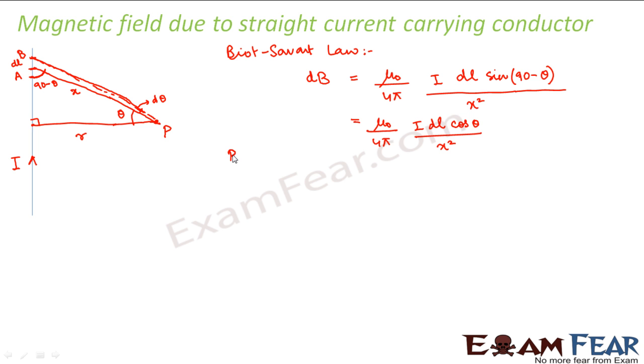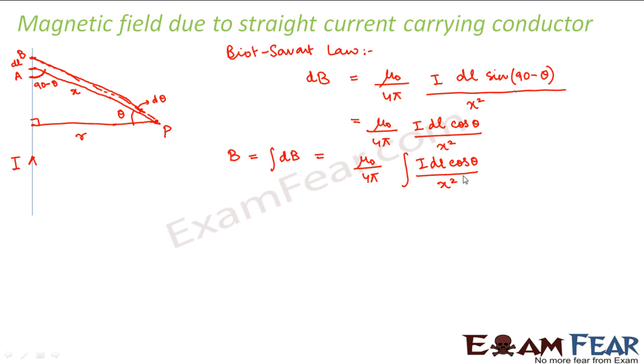Now in order to get the total magnetic field at point P, we will just integrate the small magnetic field. So we get mu naught by 4 pi, integration of I dl cos theta divided by x square. And what would be the direction of this magnetic field? Here we are talking only about the magnitude. Now let us talk about the direction.